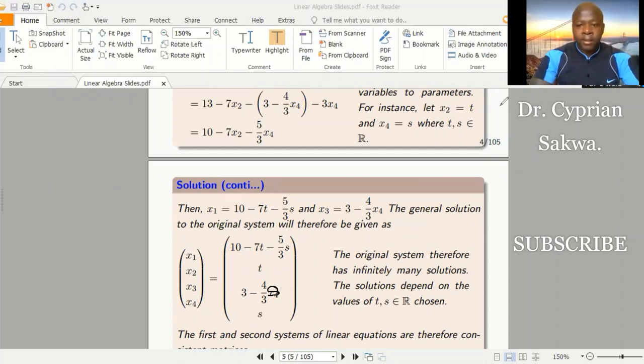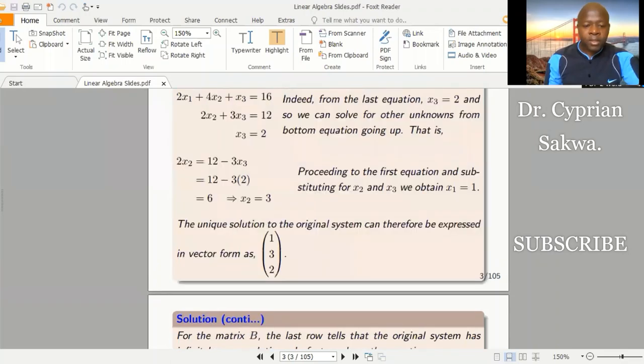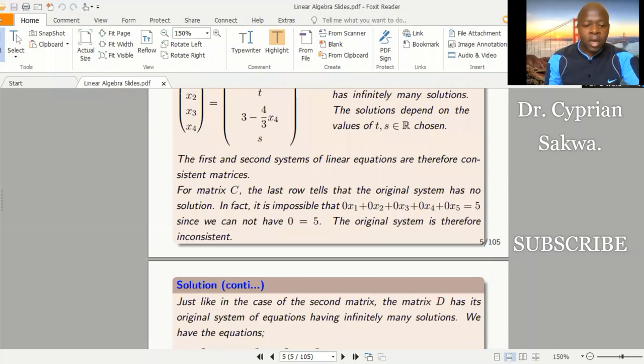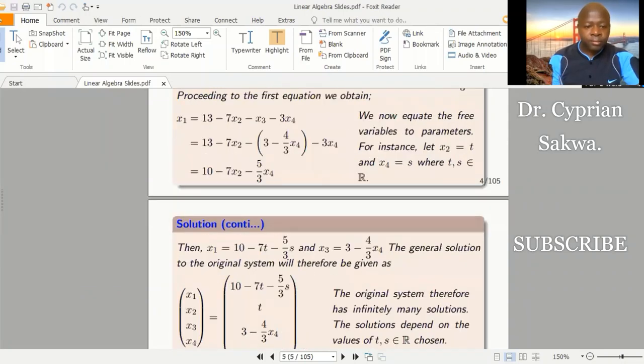Okay, that's good. Let's look at the other example. The other example was C. And for C, look at what we have in the last row. We have 0 plus 0 plus 0 plus 0 plus 0 is equal to 5. And that is not possible. We cannot have 0 plus 0 plus 0 plus 0 equal to a non-zero number. So that tells us that the original system of linear equations has no solution. That is for C.